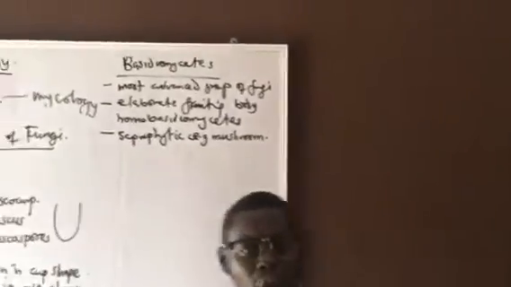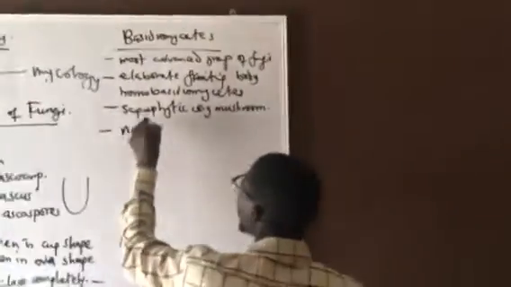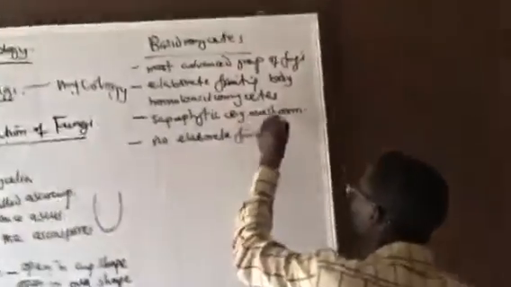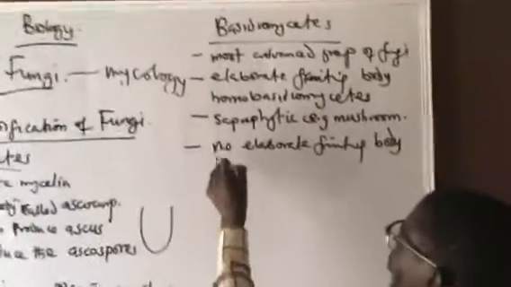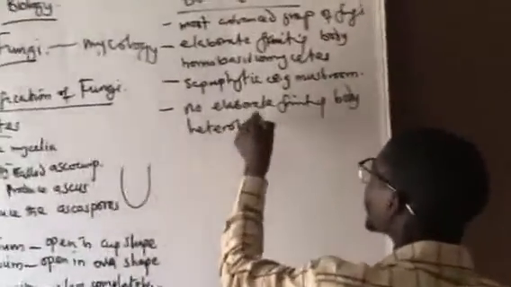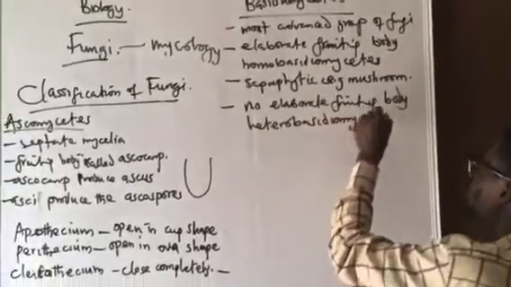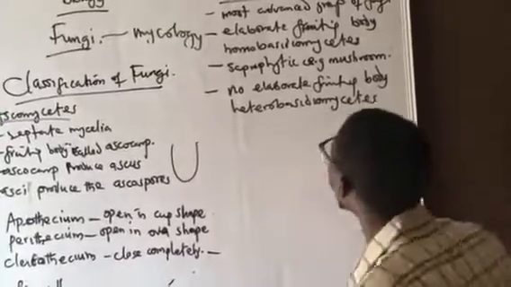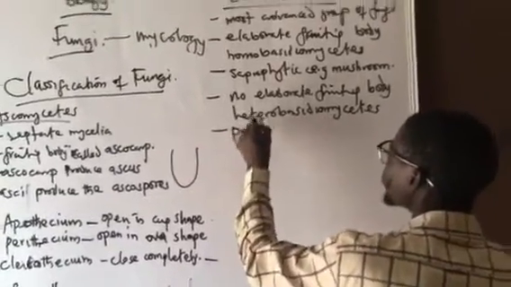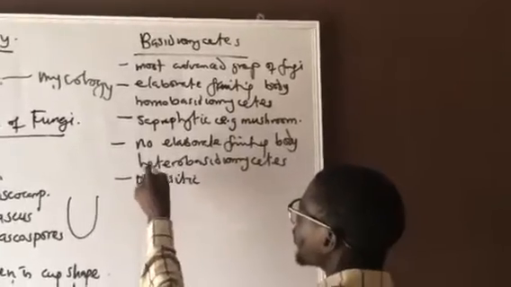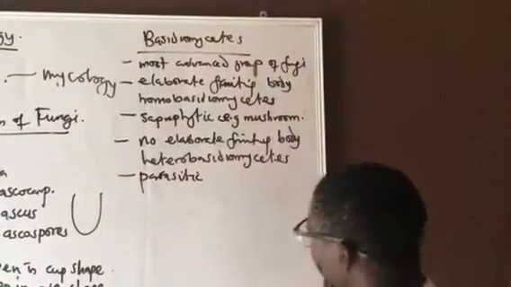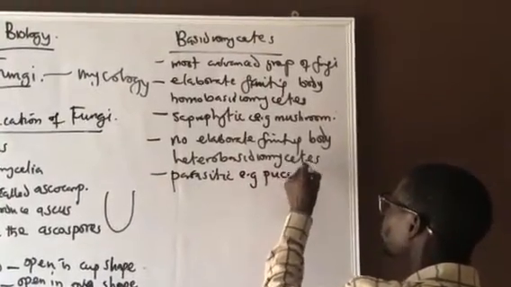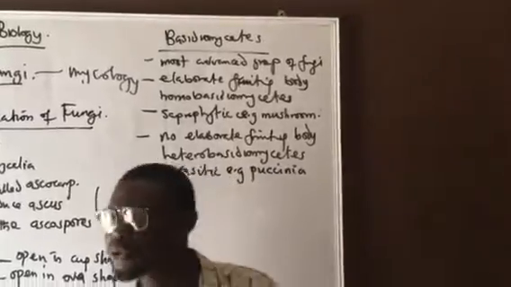Then we also have the other group that have no elaborate fruiting body. That is the heterobasidiomycetes. So those ones don't have elaborate fruiting body. And these groups are usually the parasitic ones. Those are the parasitic basidiomycetes, the heterobasidiomycetes. An example is Puccinia. So those are examples of basidiomycetes.